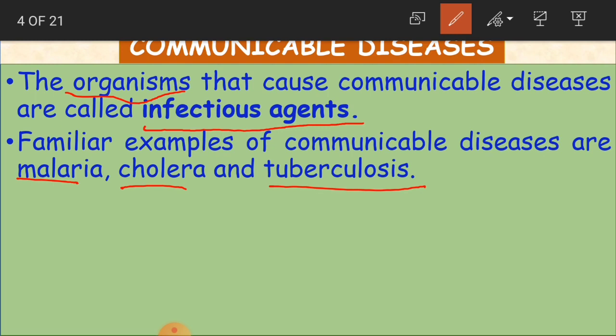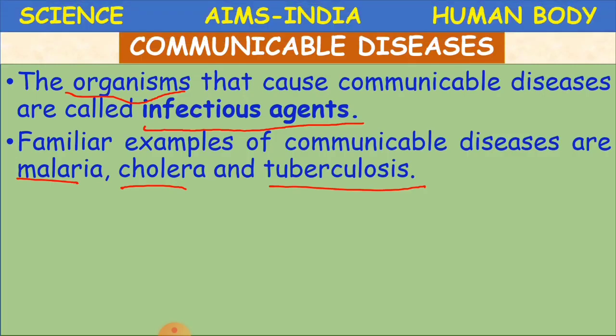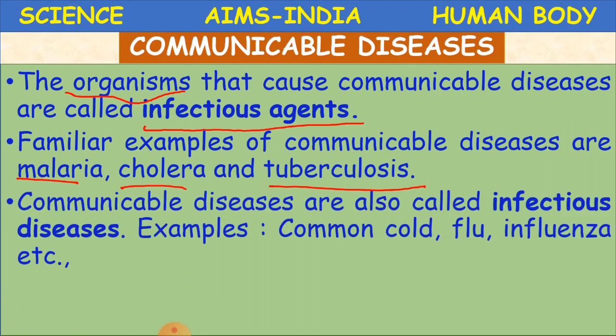Okay, children, these communicable diseases are caused by some infectious agents. What are those infectious agents, children? As I said before, it may be an infected person, an animal, or a source in the environment, like air, food, or water. Through such agents, we get these types of diseases. Communicable diseases are also called infectious diseases.